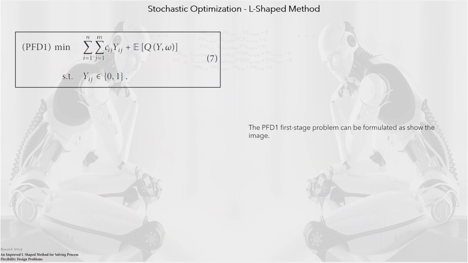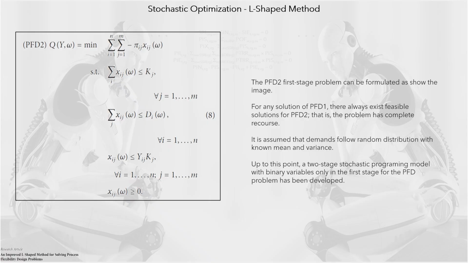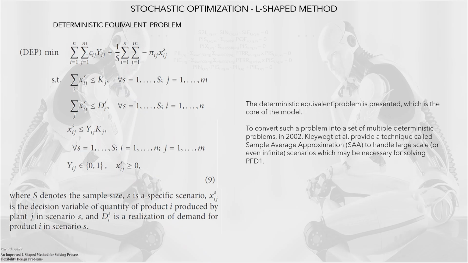The PFD1 first stage problem can be formulated as shown in the image. The PFD2 first stage problem can be formulated as shown in the image. For any solution of PFD1, there always exist feasible solutions for PFD2, that is, the problem has complete recourse. It is assumed that demands follow a random distribution with known mean and variance. Up to this point, a two-stage stochastic programming model with binary variables only in the first stage for the PFD problem has been developed. The deterministic equivalent problem is presented, which is the core of the model.